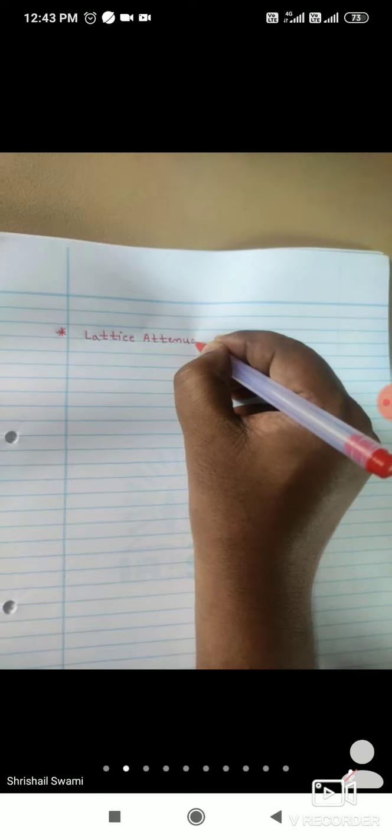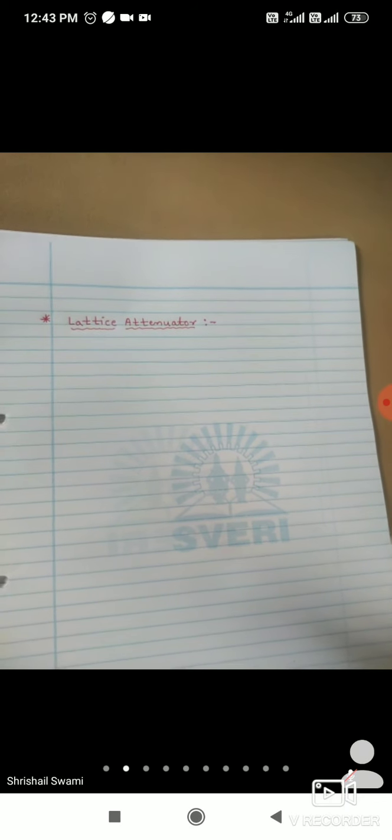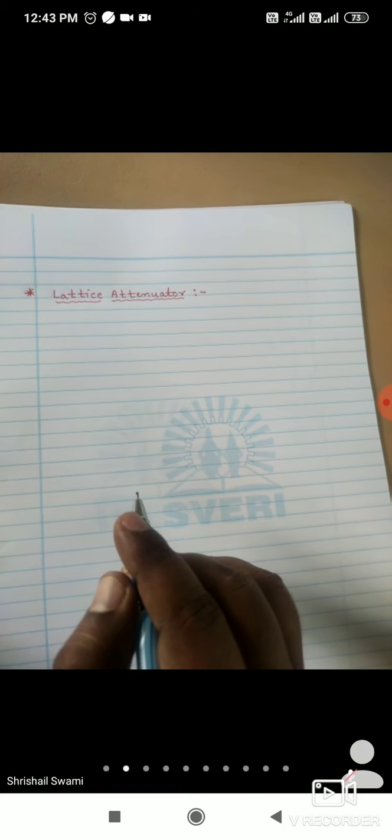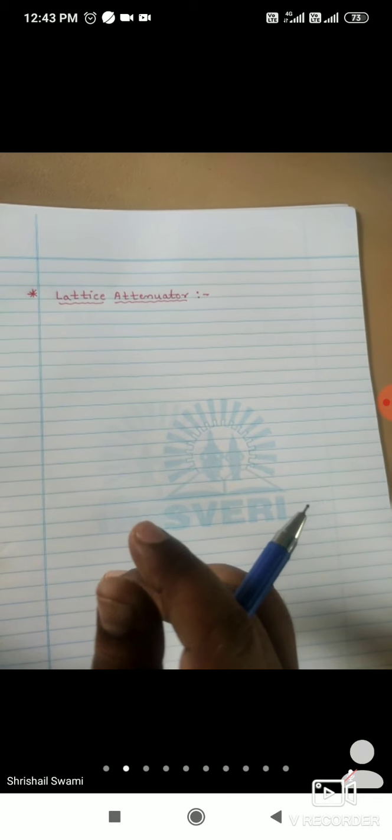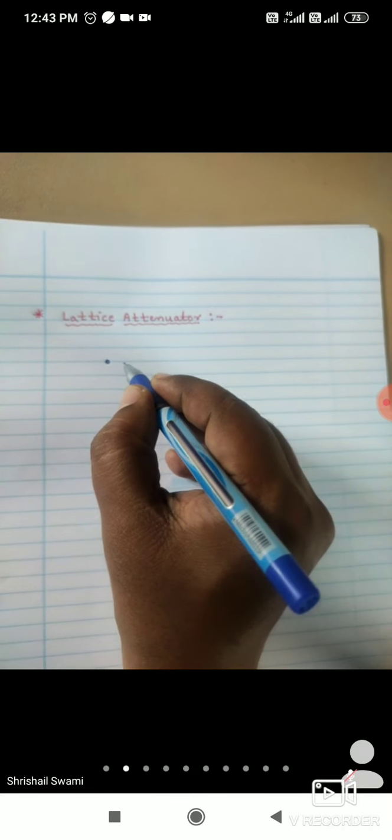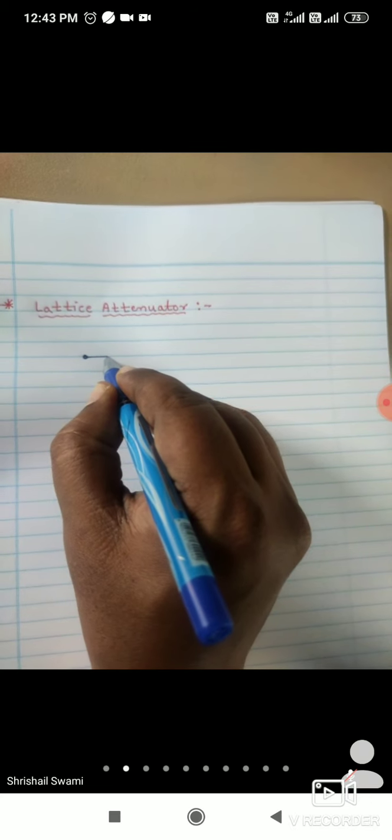So the lattice attenuator is somewhat a new concept. Already we know that the T-type network and pi-type network we have learned in chapter number 3. But the lattice network is a new structure or new design of the network. So first of all, I will draw the lattice attenuator. Then we will derive the expression of the series arm element, that is R1, and the diagonal arm element, that is R2. So before starting the derivation, I will draw the diagram of the lattice attenuator.